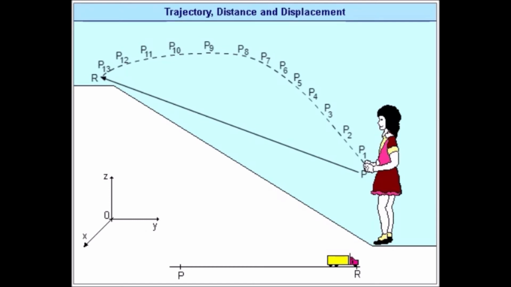Displacement. Displacement is the linear distance from the initial to the final position of an object moved from one place to another, regardless of the path followed. The displacement in the case of an object M that moves between point P and R is the vector PR. Displacement is a vector.